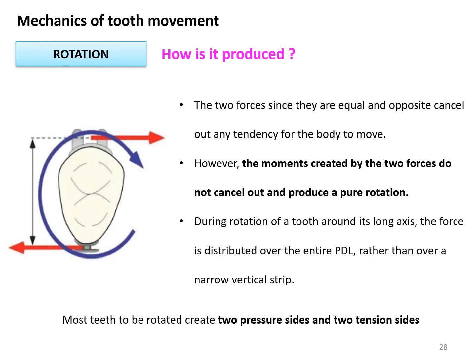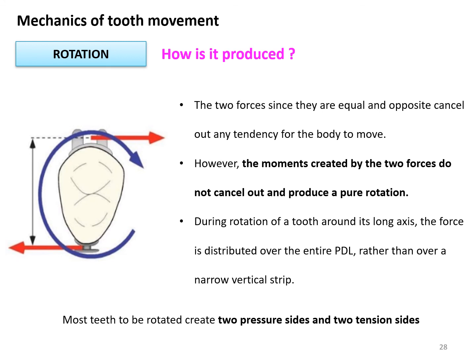So how do you rotate a tooth, or how is rotation produced, or how is it possible? So you have to remember couple and counter couple. Okay, so when there are two equal and opposite forces, they are usually cancelled out. Okay, and this will prevent it from moving bodily. So when this happens, the tooth will rotate around its long axis.